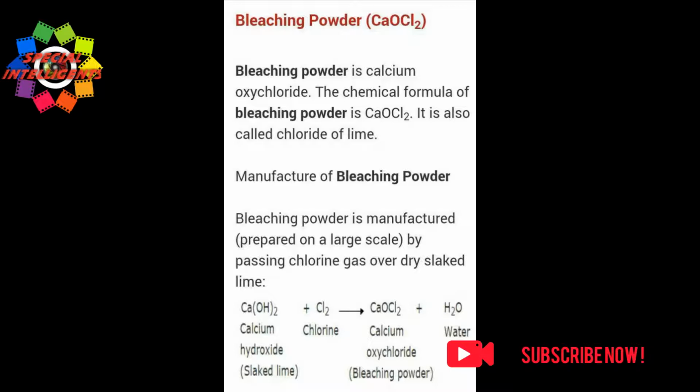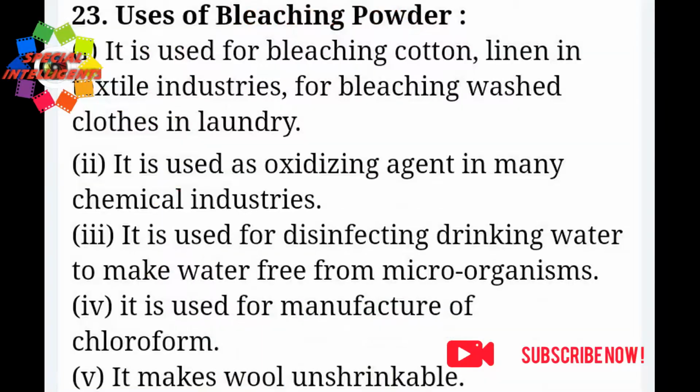Now we'll see the uses of bleaching powder. It is used for bleaching cotton and linen in textile industries, and for bleaching washed clothes in laundry. It is used as an oxidizing agent in many chemical industries. It is used for disinfecting drinking water to make water free from microorganisms. It is also used for the manufacture of chloroform. It makes wool unshrinkable. Now we'll go to another topic.